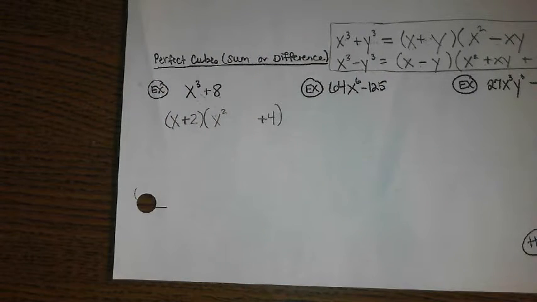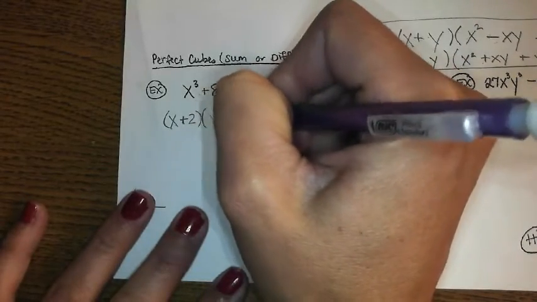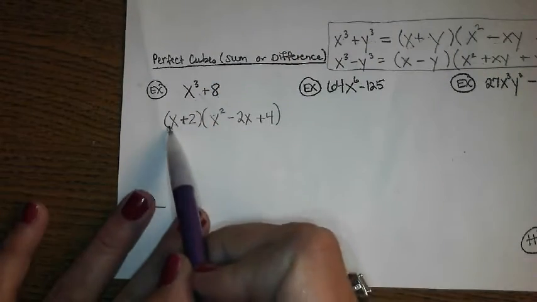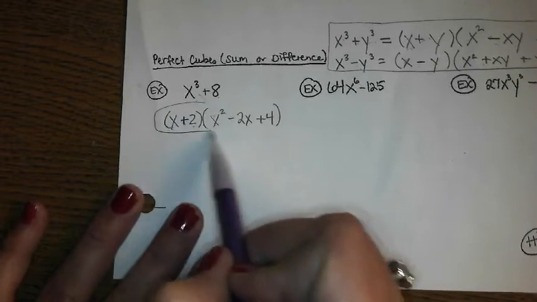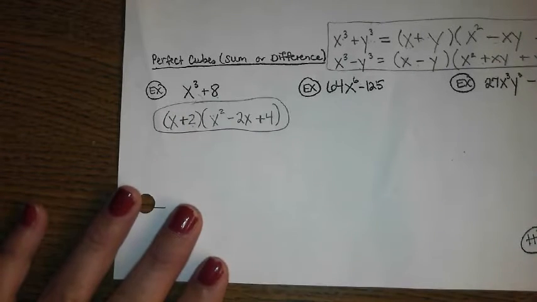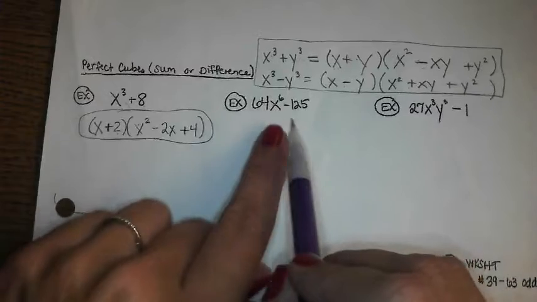Who wants to take a stab at the middle term? Fred? Perfect. Negative 2x. That came from multiplying x times 2 and opposite sign. And we're done. Good? Next example.